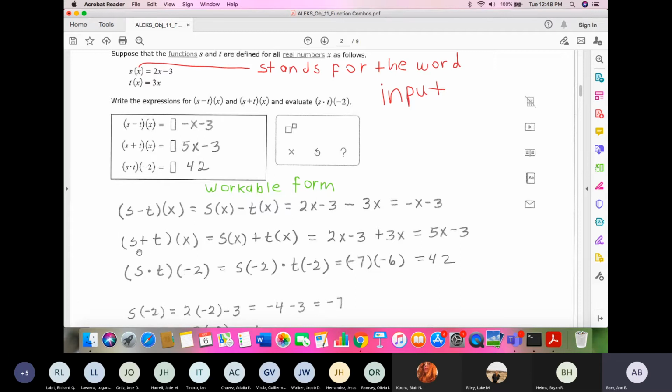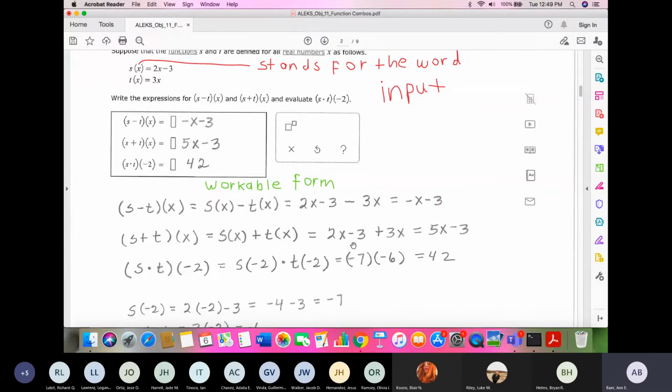So now let's do the next one, involving addition. So s of what? X. Plus, copy over, t of what? T of x. So we're just taking s of x and adding it to t of x. That's really all we're doing. So we're taking s of x, which is 2x minus 3, plus t of x, which is 3x. Combining like terms, the x's are like, so 2 plus 3 is 5 what? 5x, and then minus 3.